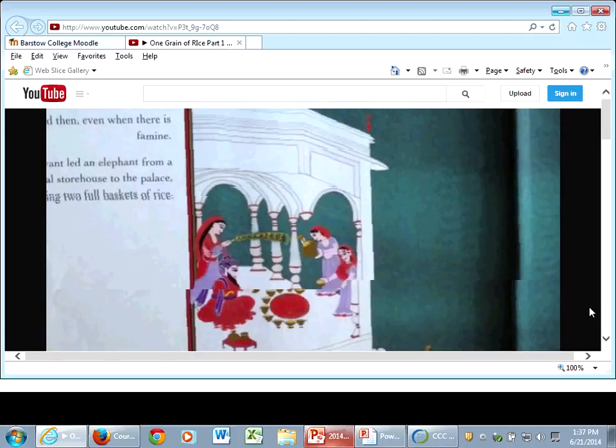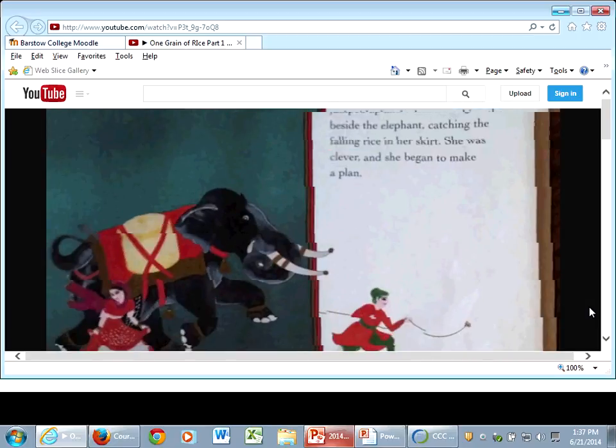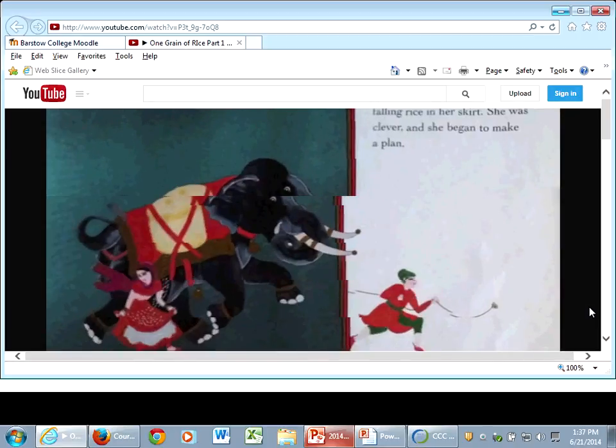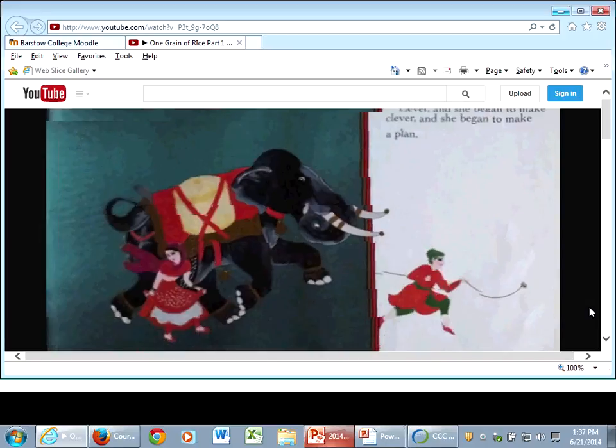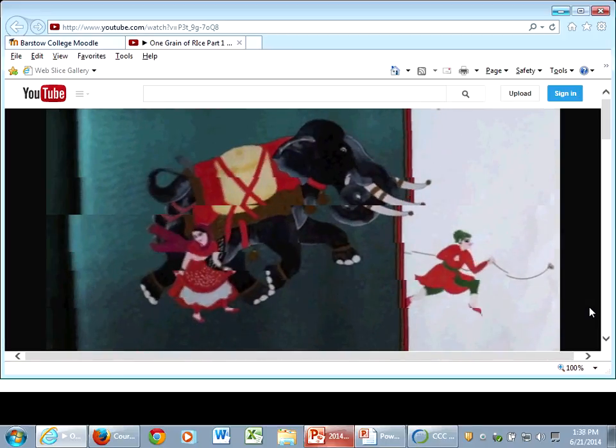A servant led an elephant from a royal storehouse to the palace carrying 2 full baskets of rice. A village girl named Rainey saw that a trickle of rice was falling from one of the baskets. Quickly, she jumped up and walked along beside the elephant, catching the falling rice in her skirt. She was clever, and she began to make a plan.